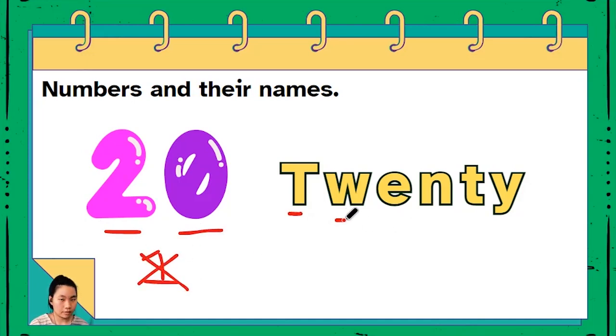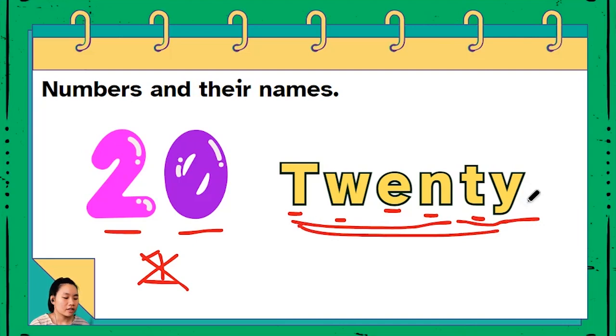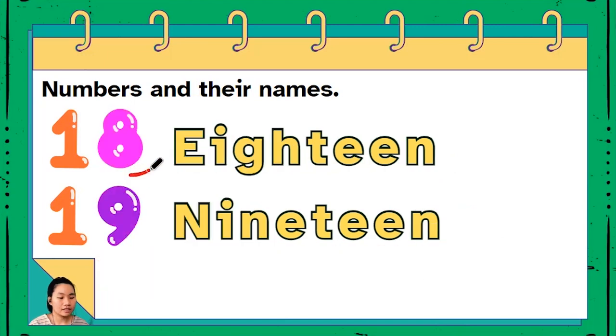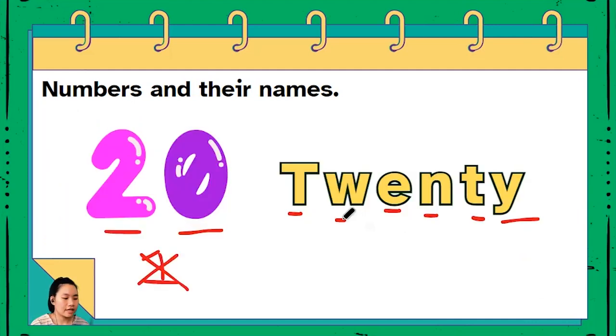Our last number, 20, with 2 and a 0 instead of a 1. T, W, E, N, T, Y. 20. Now let's have a little bit of a review before we end our lesson. And let's try saying it fast. 16, 16, 16, 17, 17, 17, 18, 18, 18, 19, 19, 19, 20, 20.